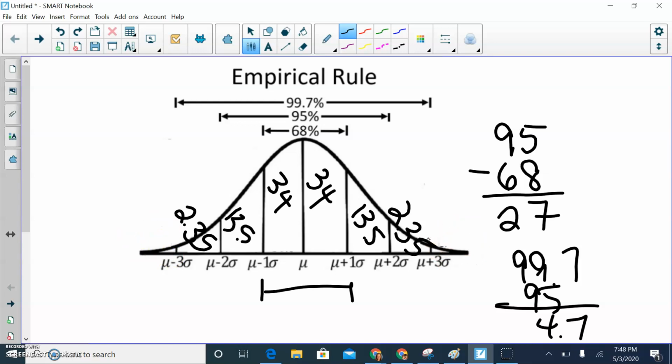Now, remember that the whole entire curve is 100% of our data. And the empirical rule talks about 99.7% of our data falling within three standard deviations of our mean. That leaves 0.3 left over. So that means 0.15% is on each tail of the distribution.